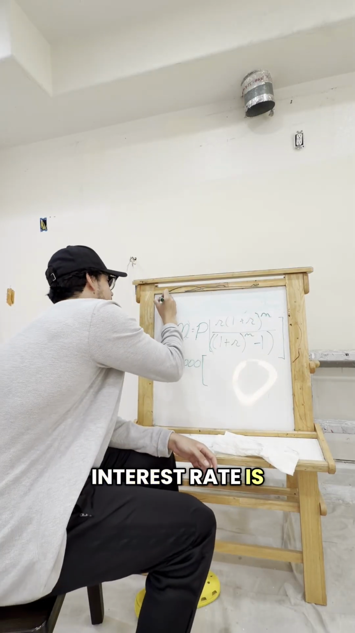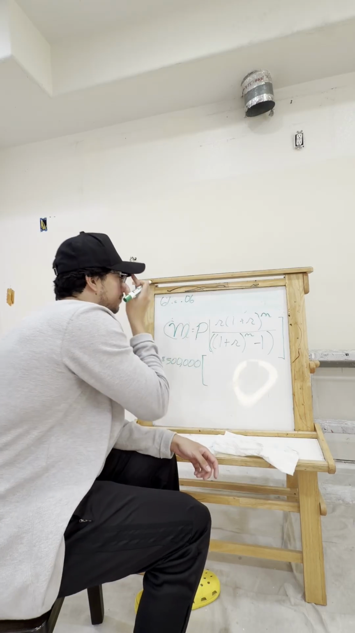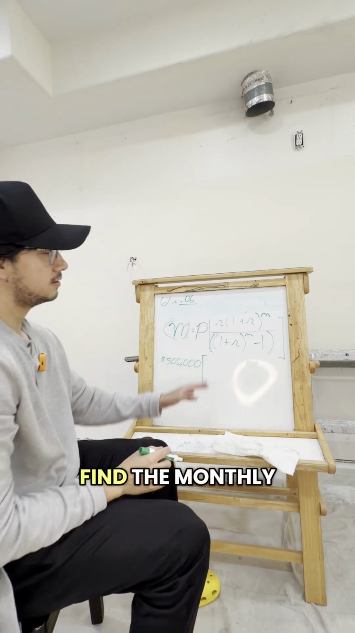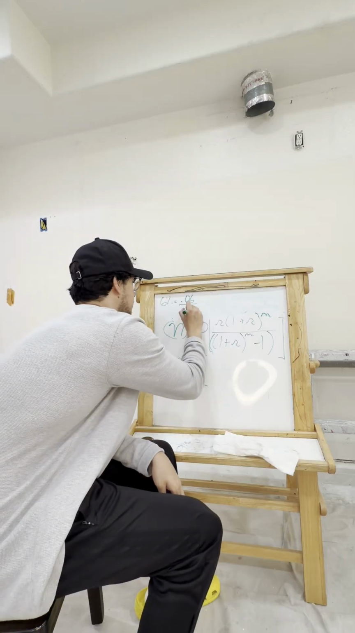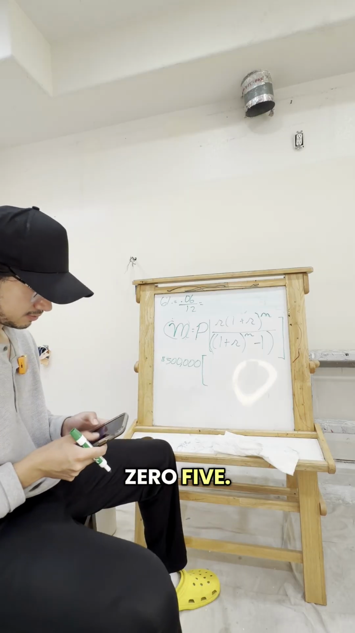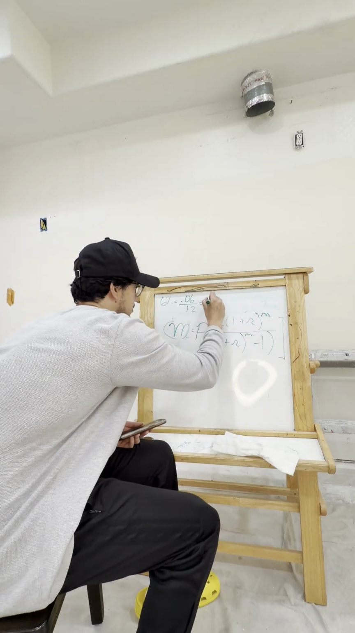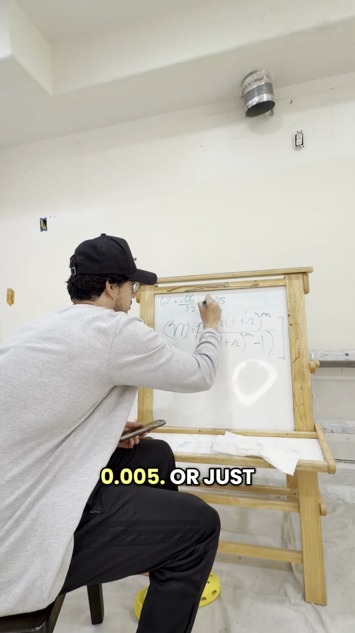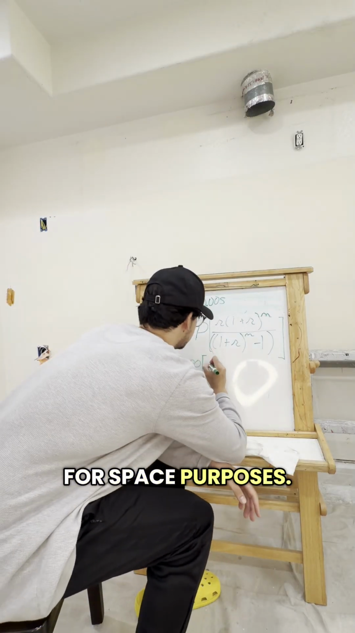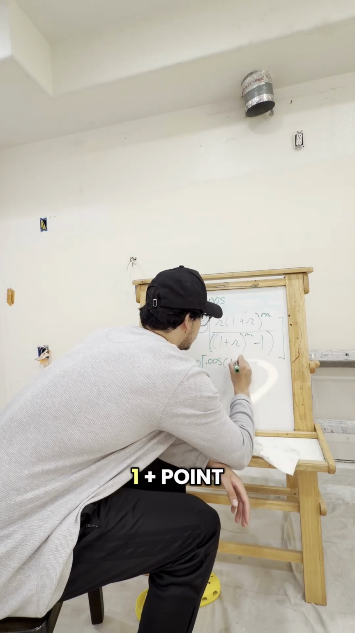So assuming our interest rate is 6%, we're going to convert it to decimal. And then when we convert it to a decimal, we need to find the monthly interest rate. So I believe that's 0.005. It is 0.005. For space purposes, we're just going to have 0.005.